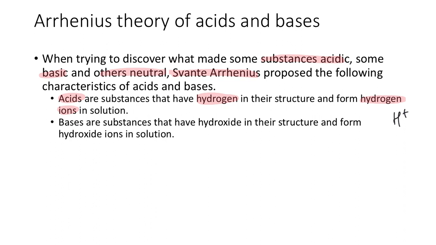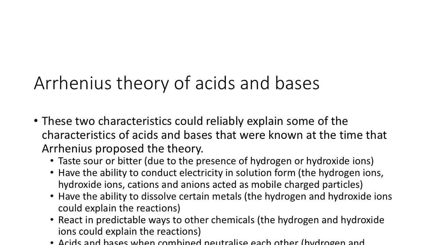Bases, on the other hand, are substances that have a hydroxide in their structure and form hydroxide ions in solution. So a hydroxide ion is OH-. That's what Arrhenius proposed that acids and bases were: things that have these hydrogen and hydroxide ions in solution, and they contain them within their structure. That's where they get them from. So let's have a look.